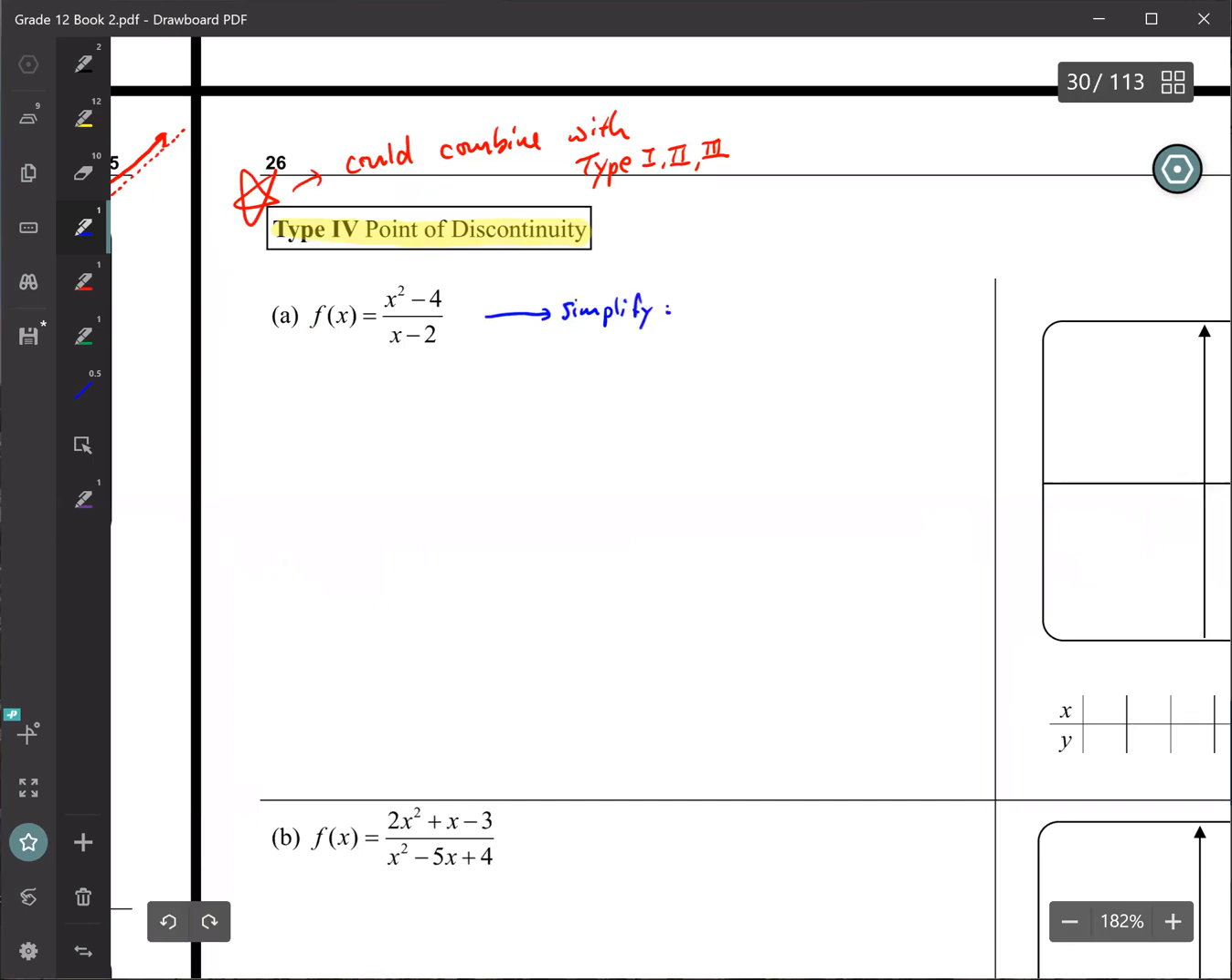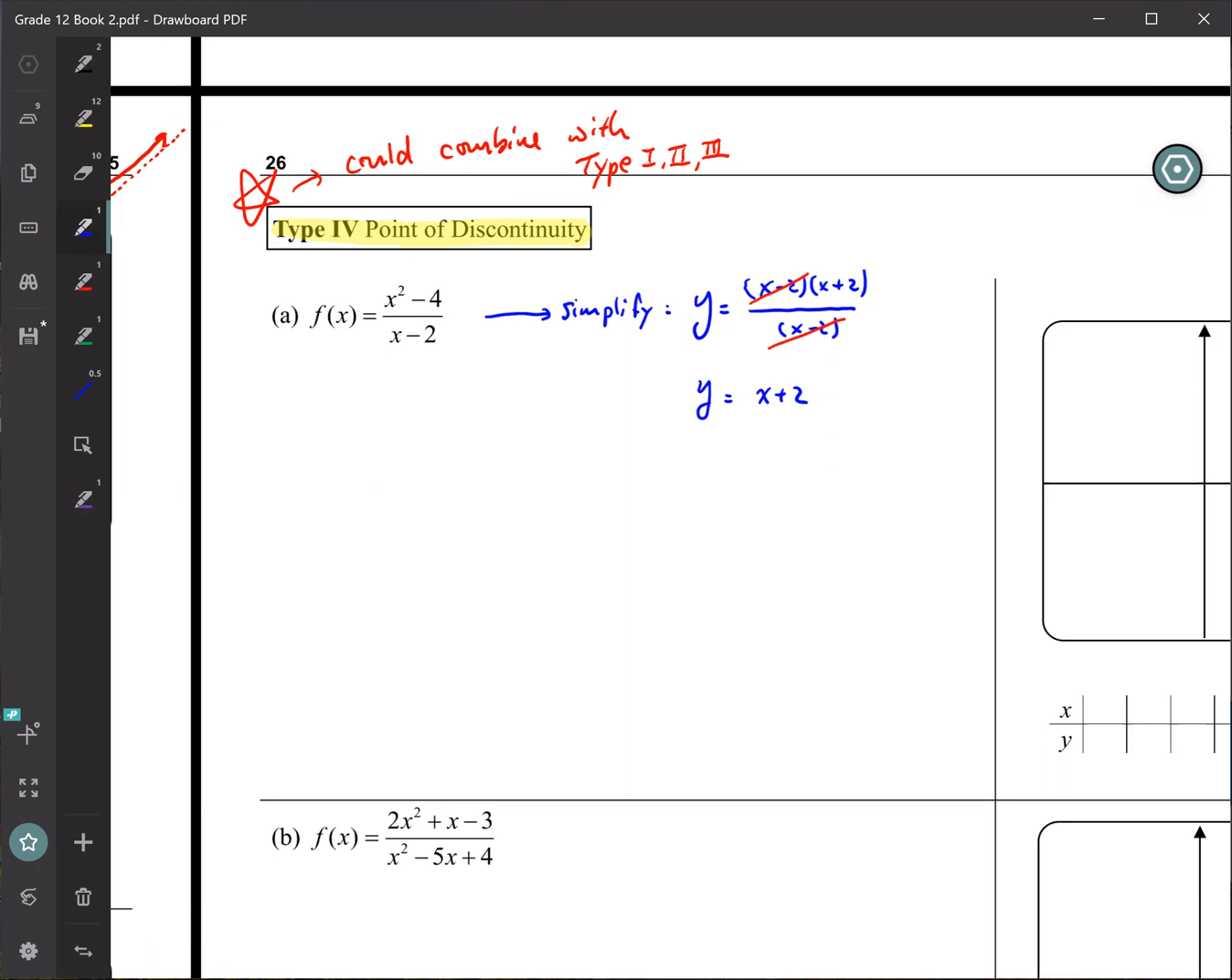Okay, simplify by factoring. So the top, how do I factor this one, Tiana? X minus 2 and x plus 2. Yes. Okay, so x plus 2. Then you'll see that compared to other ones, other question after you factor, nothing can cancel out. But then this one, we can cancel out the x minus 2. So that's what's creating the point of discontinuity. Okay, so after I canceled out, the function now simplifies to x plus 2 only.